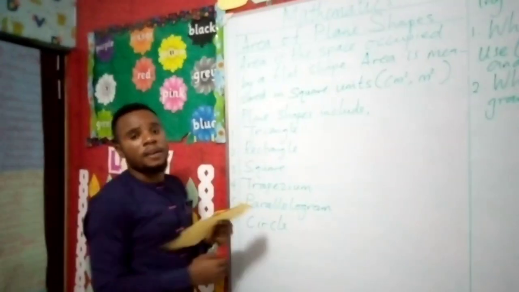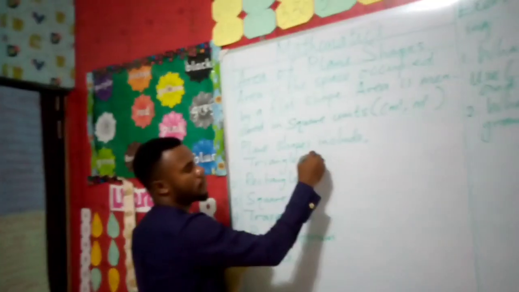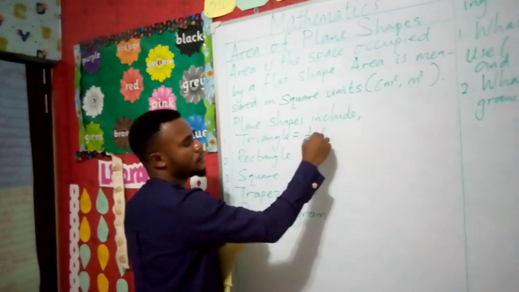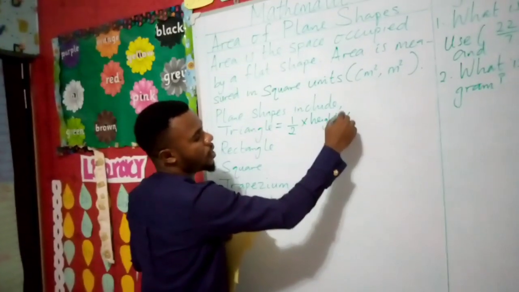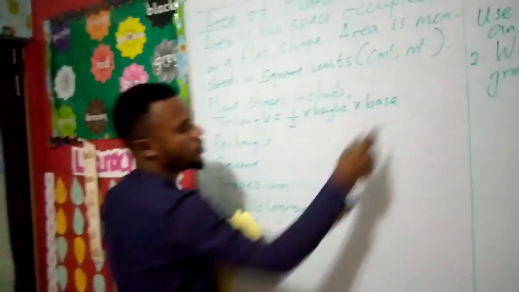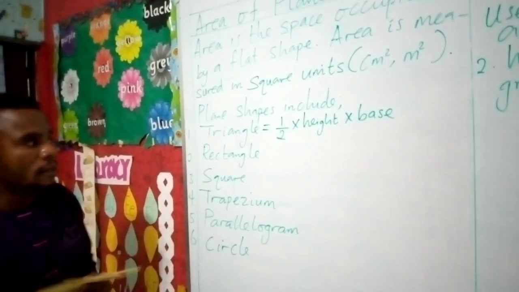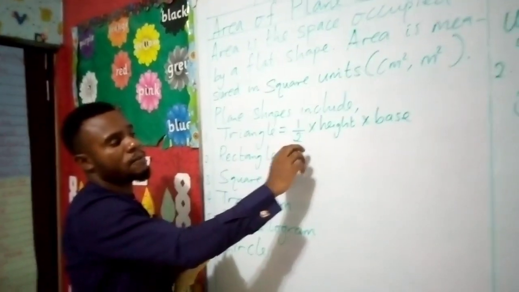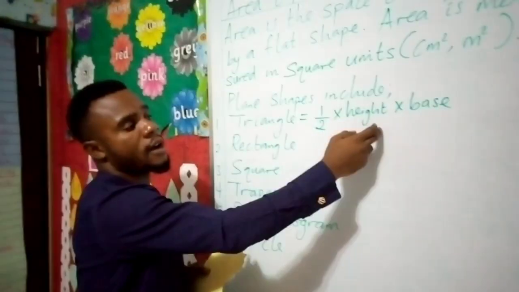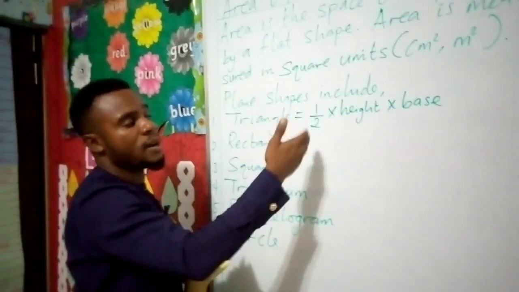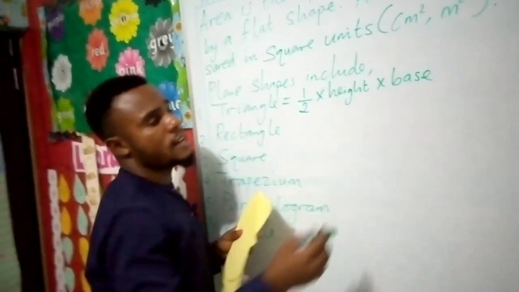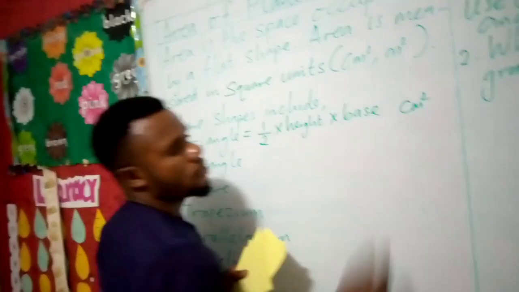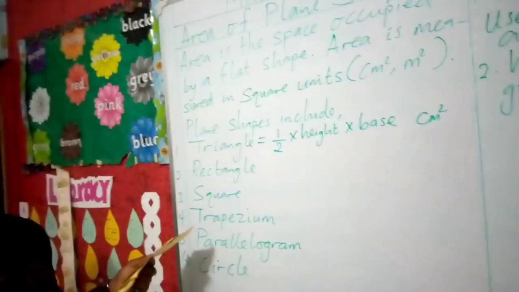The area of a triangle is calculated by half times height times base. You all remember this, right? The triangle is calculated using the word formula, half times height times base, which is the same as half times h times b, and it has its units in centimeter square. It can be in meter square, depending on what you are given.